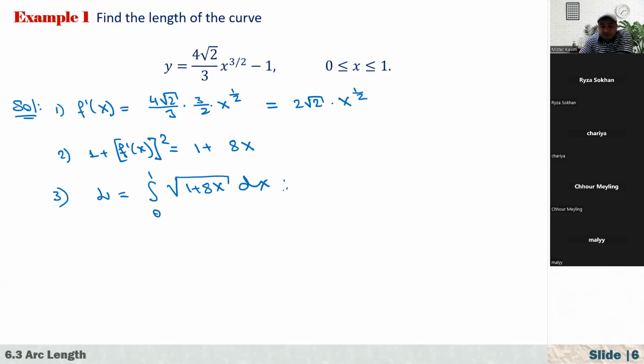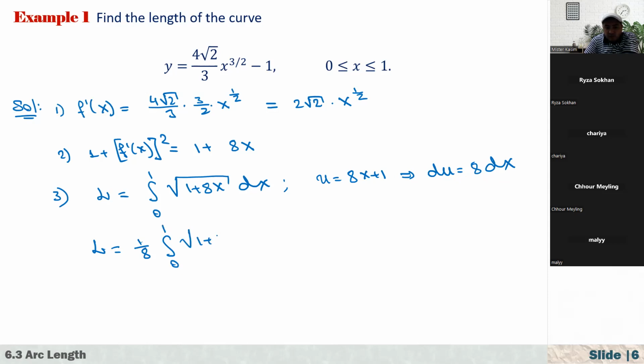Now how are we going to evaluate this? We need to make a substitution. Suppose that u is equal to 8x plus 1. Then du is equal to 8 dx, or instead of dx, I can write du over 8. So now I can write L equal to 1 over 8 times the integral from 0 to 1 of the square root of 1 plus 8x, with 8 dx equal to du. I also need to change the integration limits. When x is equal to 0, u is equal to 1. When x is equal to 1, u is equal to 9.